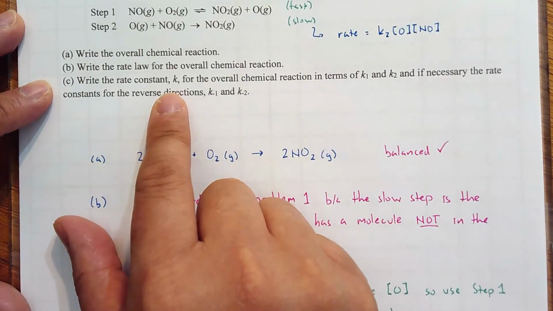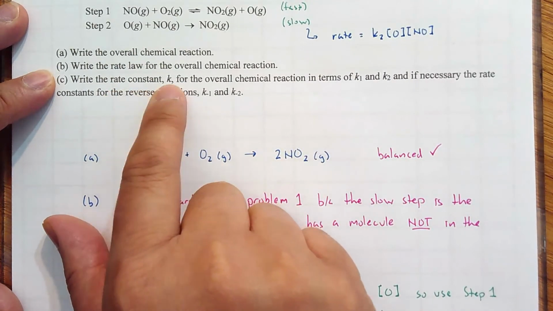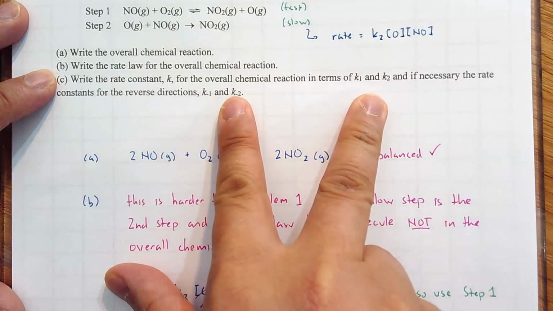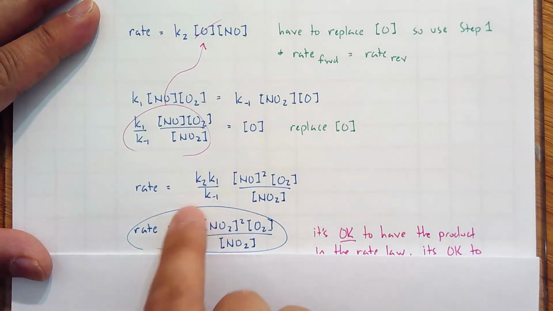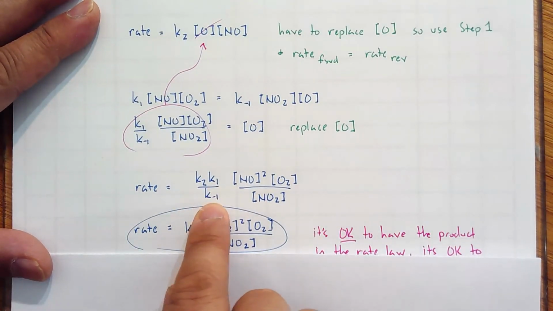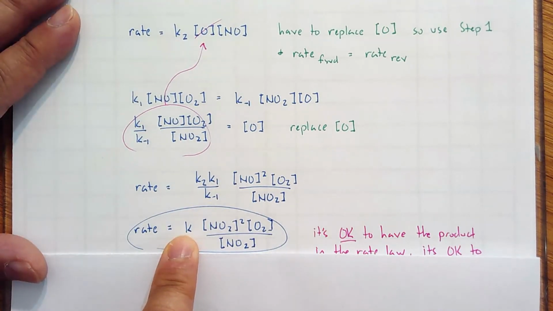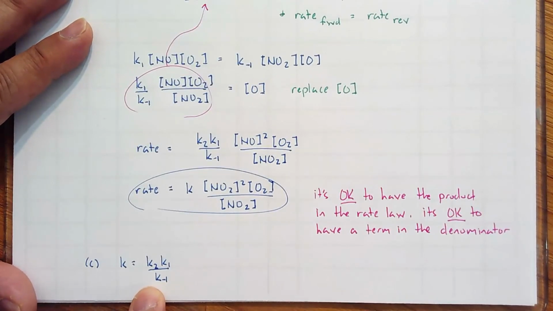The last problem, C. We did this before in problem 1. Write the rate constant k in terms of these other rate constants. Well, we had done that already. You see how I combined k2, k1, and k minus 1 into a new rate constant for the overall chemical reaction. So that's what they're expecting.